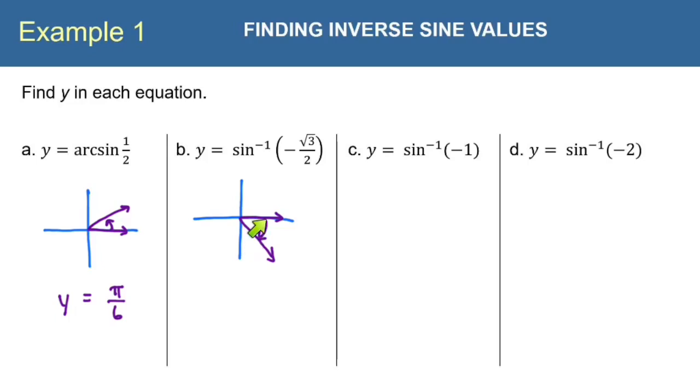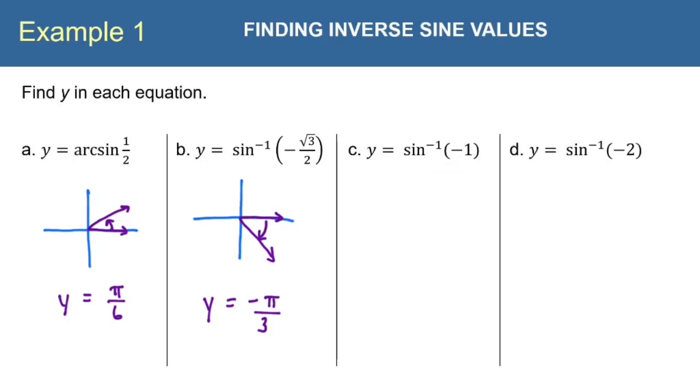Okay, so here is the angle we're trying to think of. And again, square root of 3 over 2 is one of our memorized sine values. This matches a reference angle of 60 degrees. So what we have here is an angle of negative 60 degrees, or in radians, -π/3. Now let's look at part C. So here we have y equals sine inverse of negative 1.